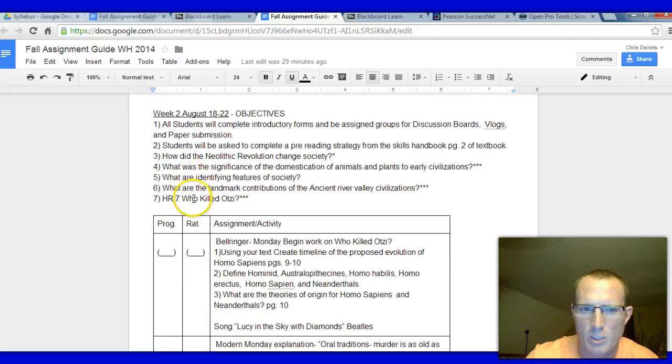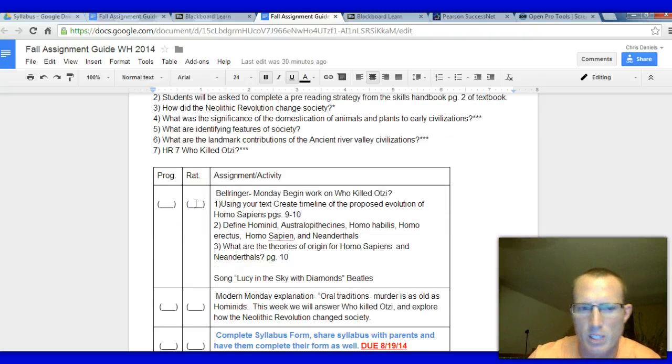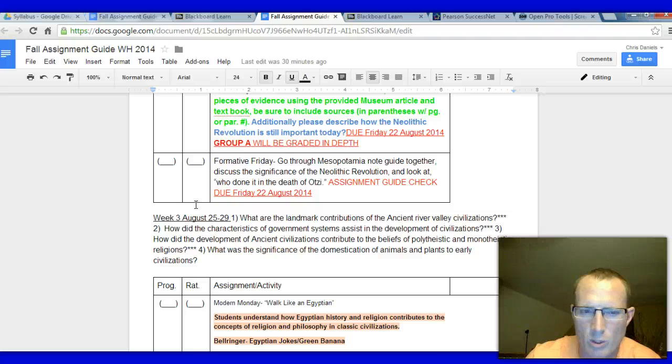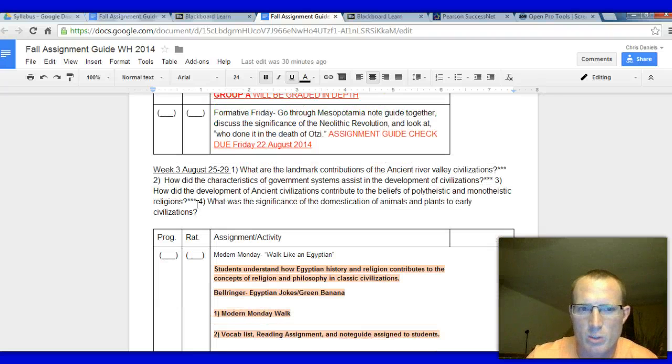So week 2, objectives. I think that we handled all of this with Who Killed Utsi. We'll be talking about those papers probably on Wednesday or Thursday of this week. Additionally, let's scroll down here to week 3 and see what's in store for us.